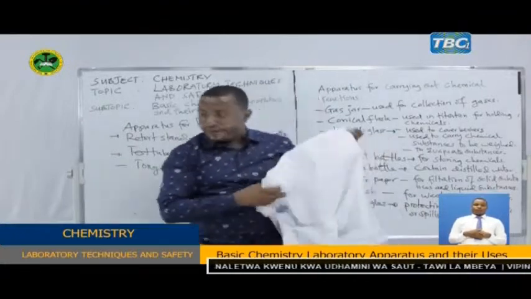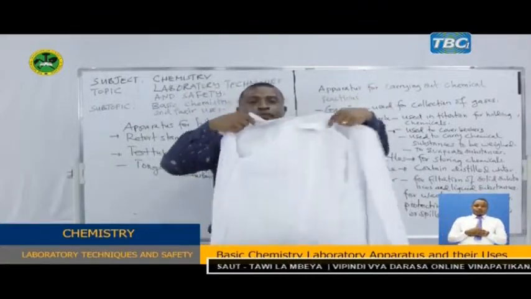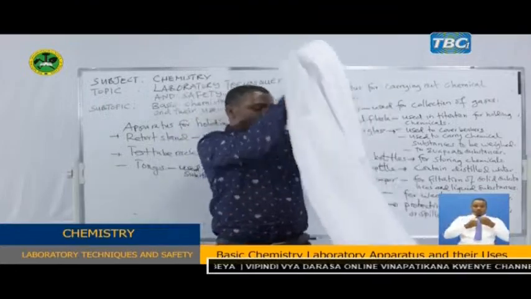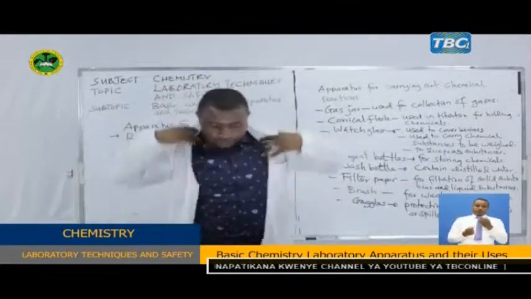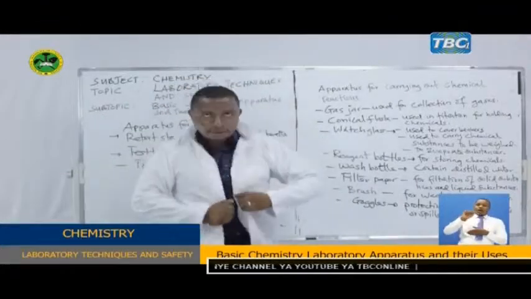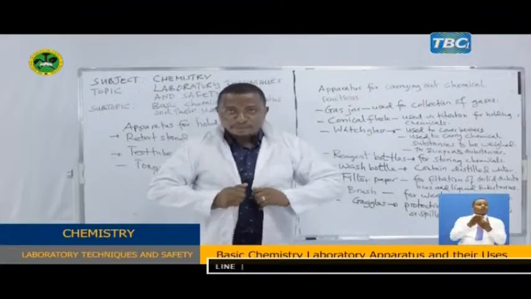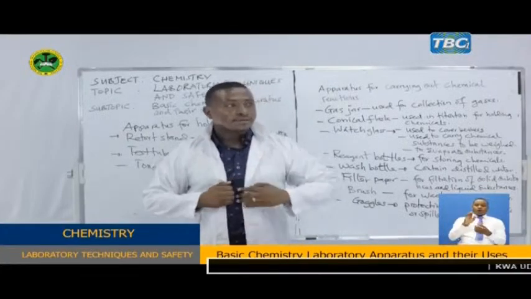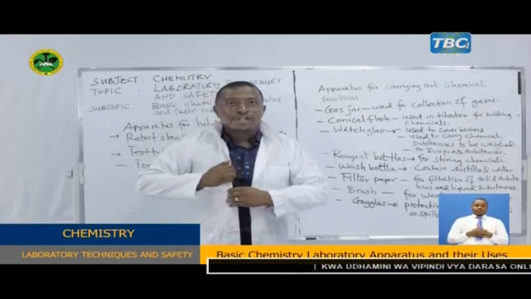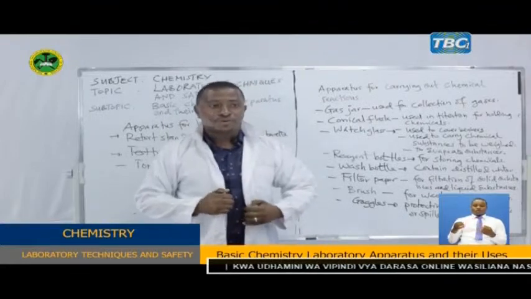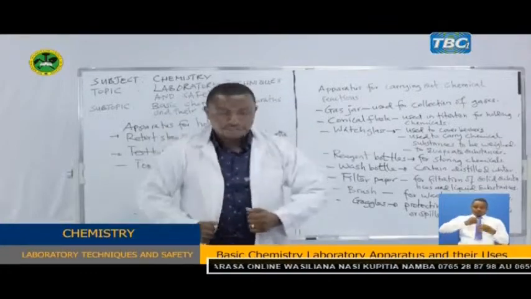You can also have a lab coat. You can see it here. This is the lab coat. You can decide to put it on. This is called a lab coat. It is used to protect you from corrosive substances coming in contact with your skin. It also protects you from spilled liquid that can dirty your clothes. So you put it on like this.